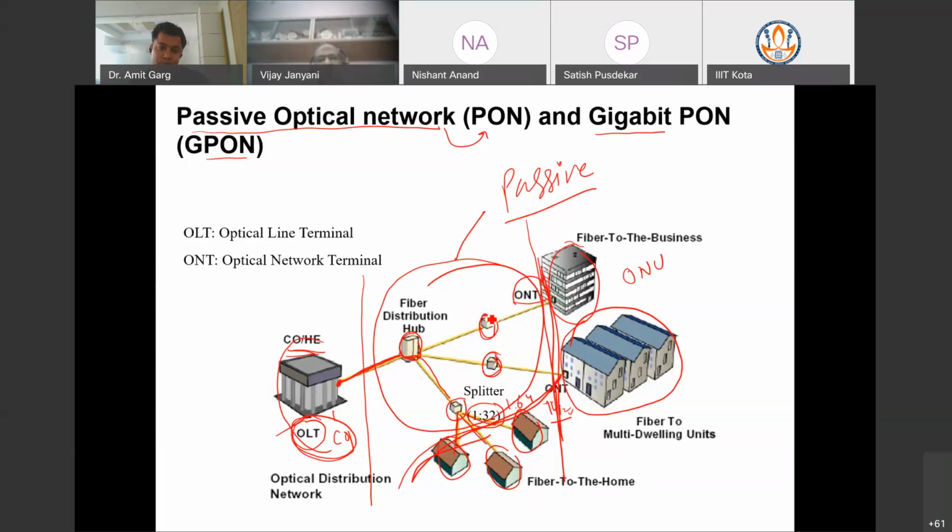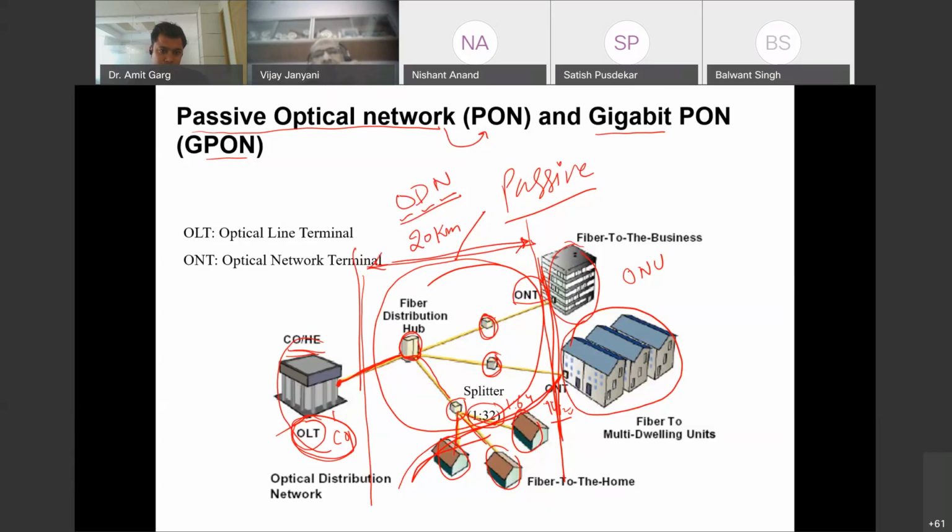So the beauty of this arrangement is that passive devices are very cheap to operate. They are very economical, very easy to operate. They don't need much maintenance. They are cost effective. So from here to here, this complete network, you call this ODN, that is optical distribution network. It is all passive. And this range is around 20 kilometers, from here to here.